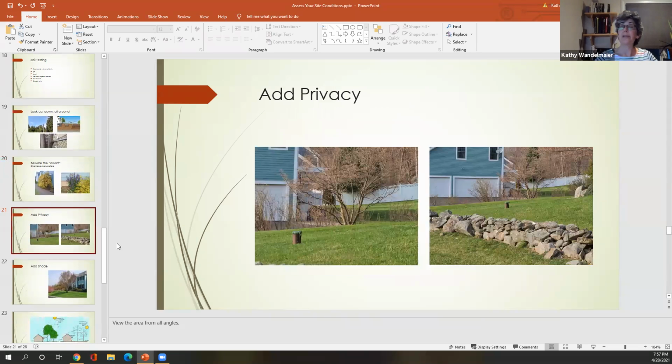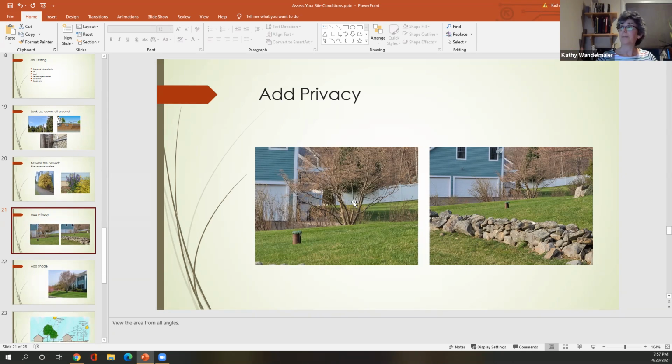Another thing you want to consider when you're planting is what do you want what you're planting to do? Is it just there as a specimen? Is it being planted for a specific purpose? You know, site your trees and shrubs with purpose in mind. And a lot of people want to add privacy.